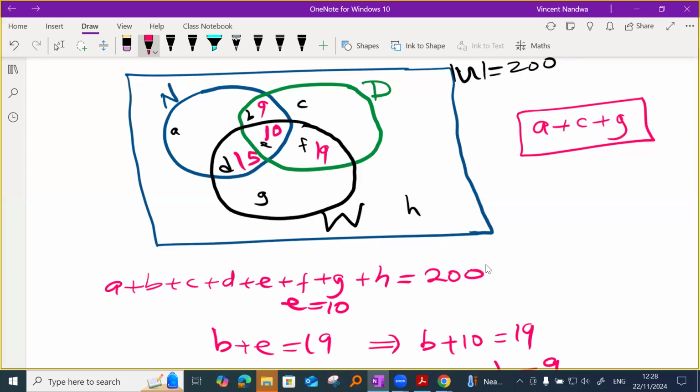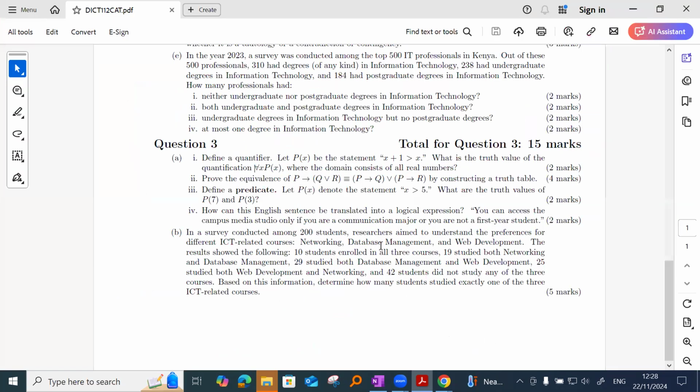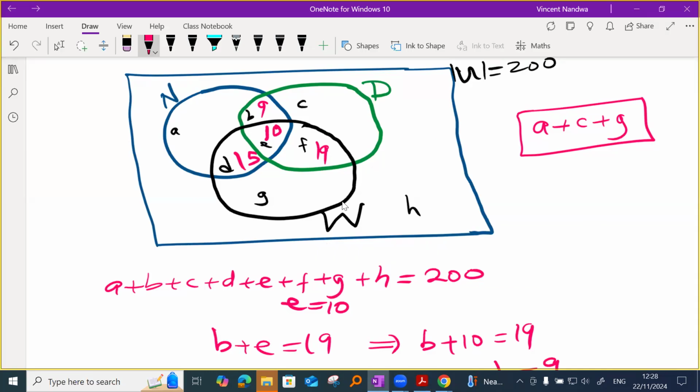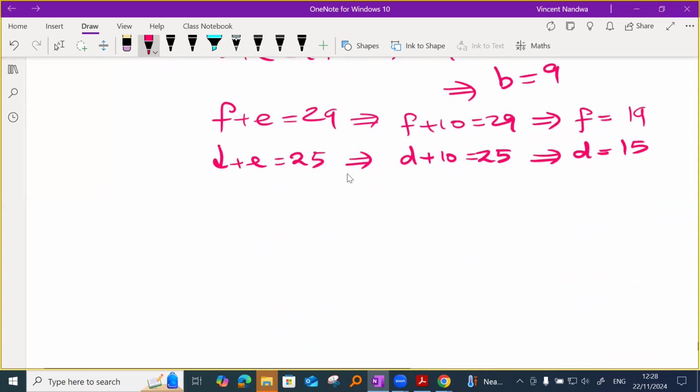Good. And then let's see the other information. 42 students did not study any of the 3 courses. So in this Venn diagram, where would we put that 42? H, outside. So H is 42.